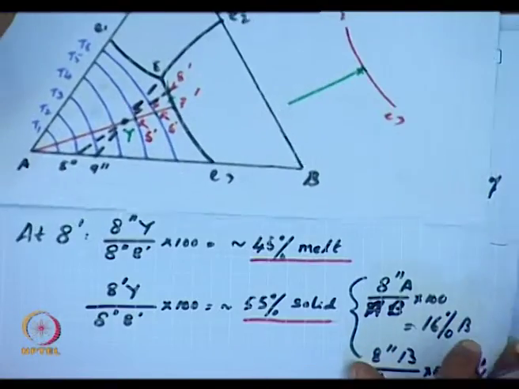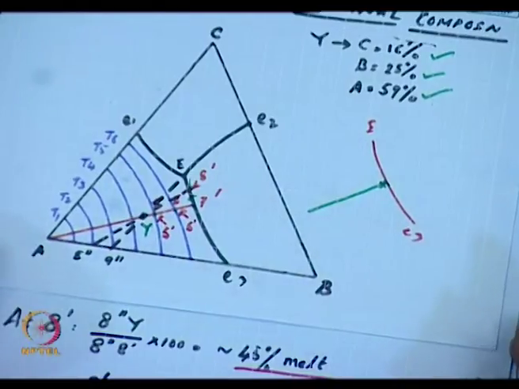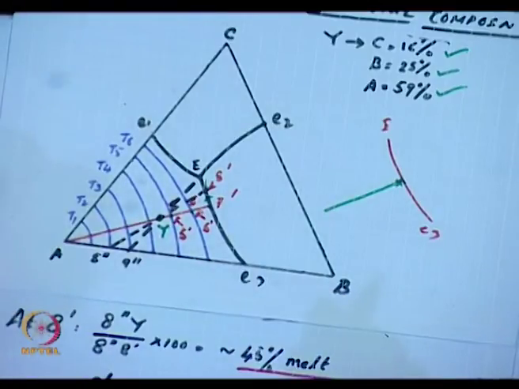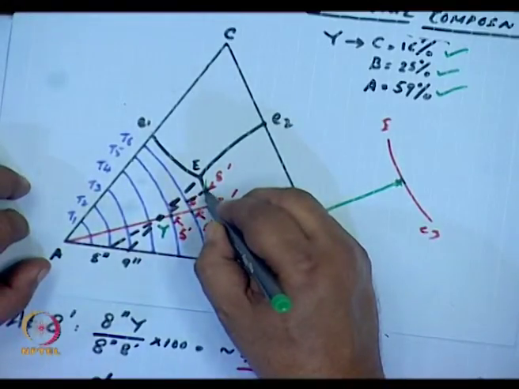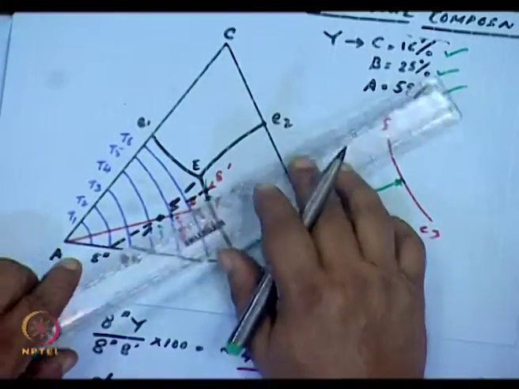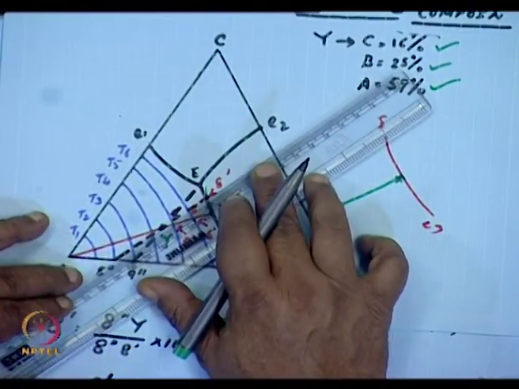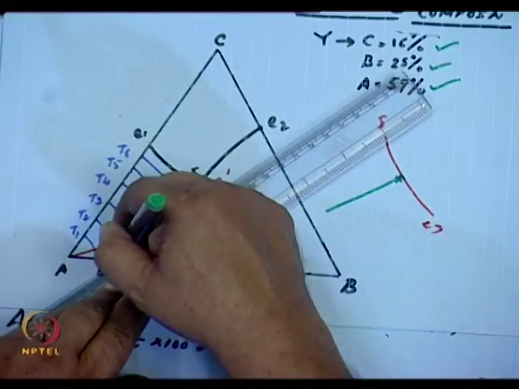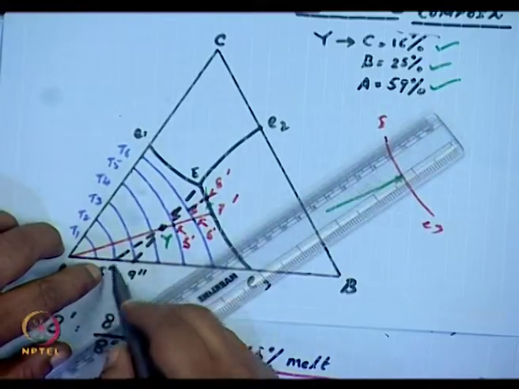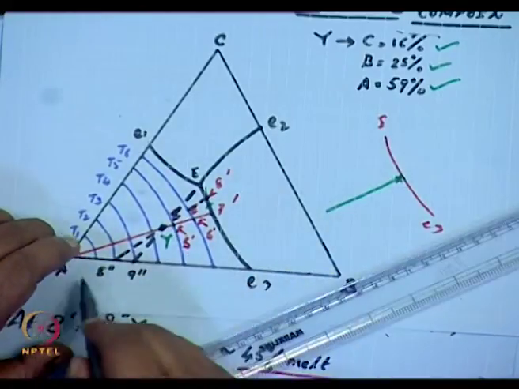So let us see what happens at 8 dash. Again at 8 dash, applying the same familiar lever rule, there is AY. Now for 8 dash, I have a problem. 8 dash is over here. So for drawing the entire line, because it is the two phase, we take that particular point and I have drawn this line through Y. You will see 8 double dash is the extrapolation of the line 8 dash Y onto this axis AB.